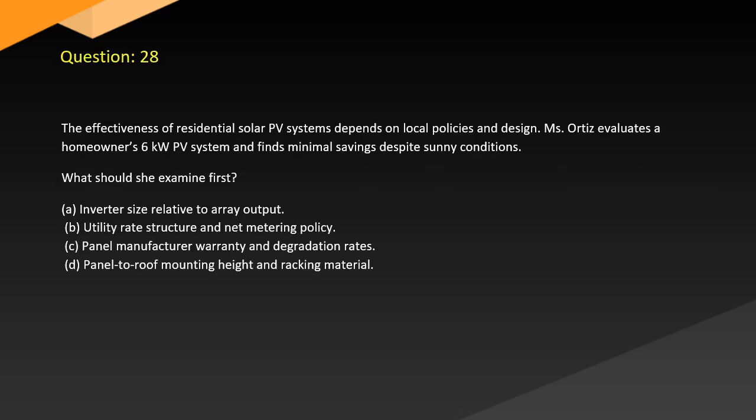Question 28. The effectiveness of residential solar PV systems depends on local policies and design. Ortiz evaluates the homeowners at Oestum and finds minimal savings despite sunny conditions. What should she examine first? A. Inverter size relative to array output. B. Utility rate structure and net metering policy. C. Panel manufacturer warranty and degradation rates. D. Panel-to-roof mounting height and racking material.